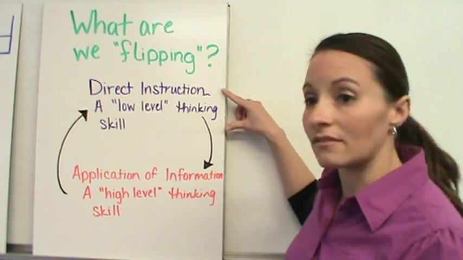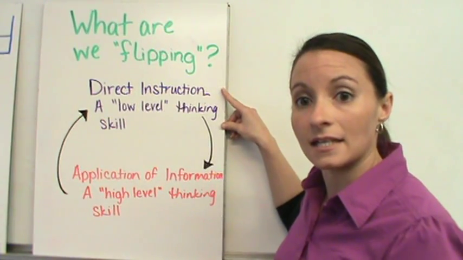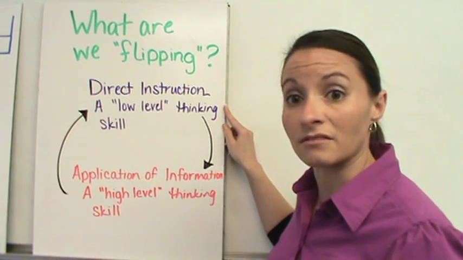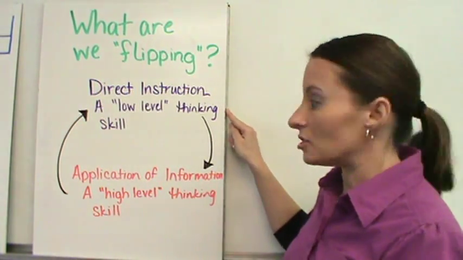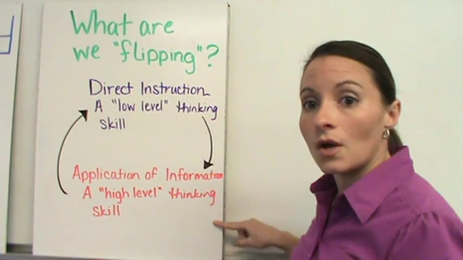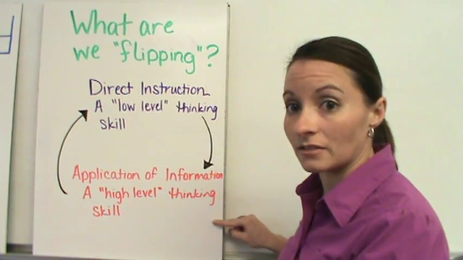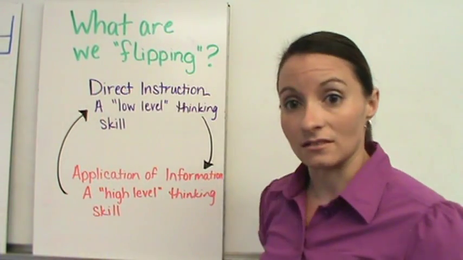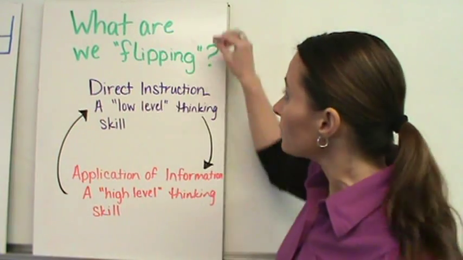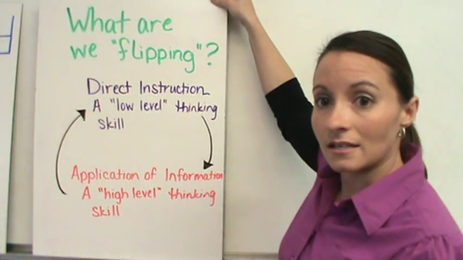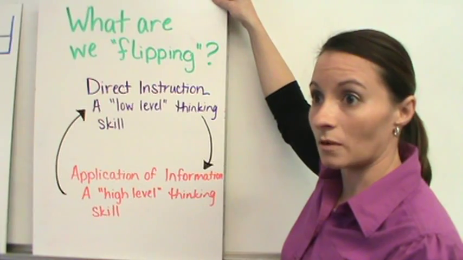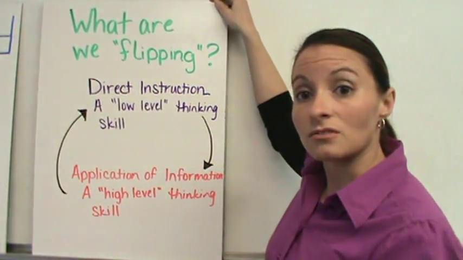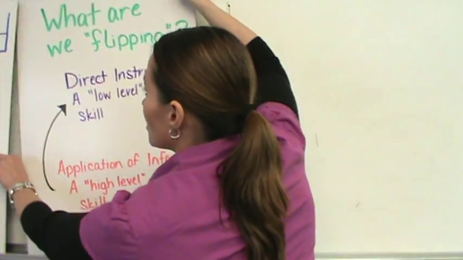So this is the low-level thinking skill, actually taking the information, putting it on paper and memorizing it. Then when the students come to class, we will apply these higher level thinking skills and actually take advantage of them in the classroom. So this is basically what we're flipping and how it's going to work. For each piece of content, students will have a quick video to watch.